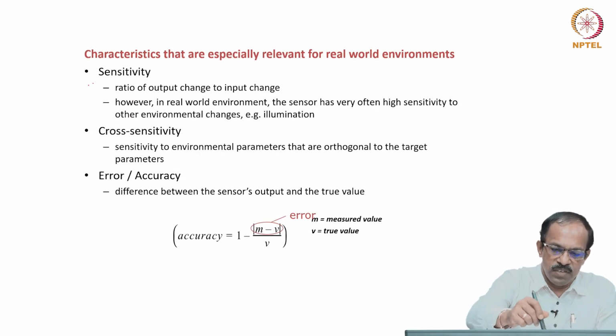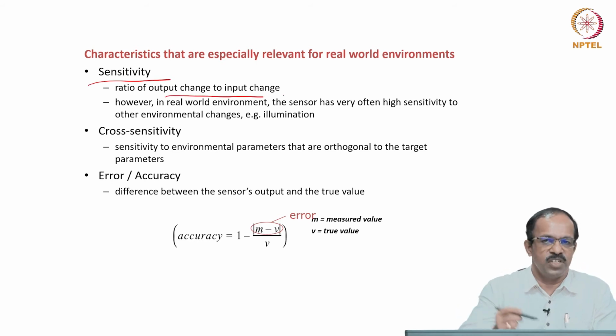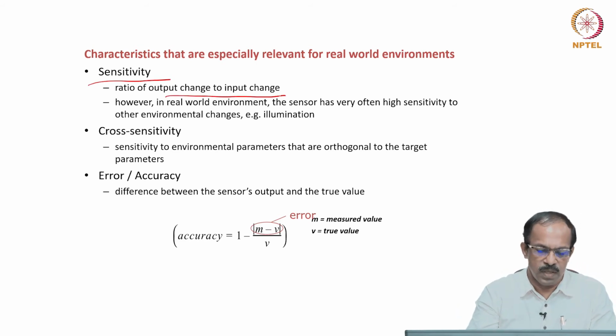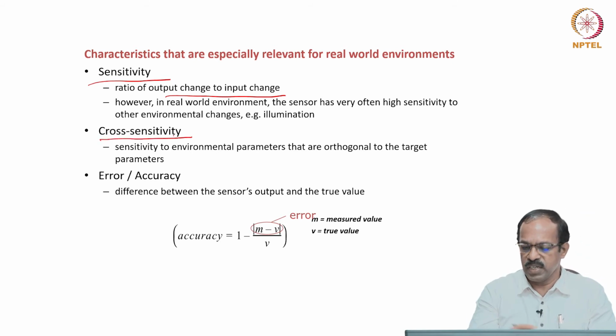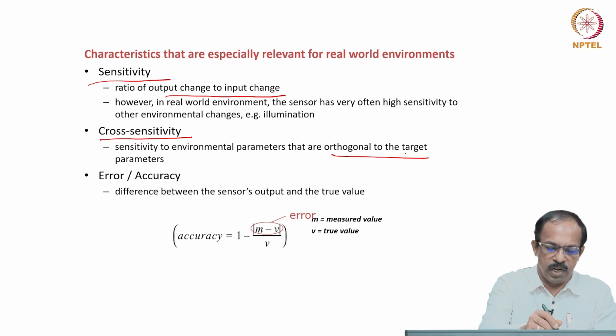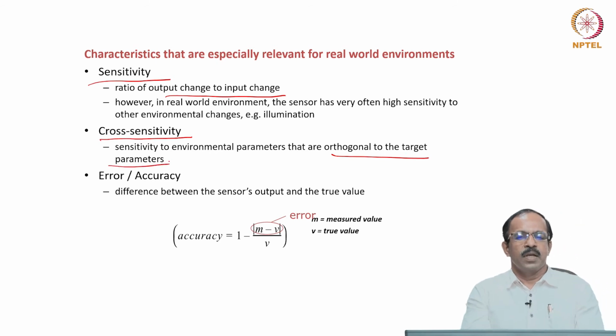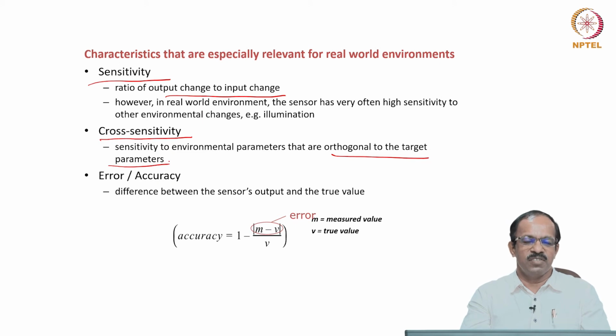Another one is the sensitivity, the ratio of output change to the input change, which is straightforward. But cross sensitivity is more important, the sensitivity to environmental parameters that are orthogonal to the target parameters. So you are trying to measure something, but if the sensor is responding to some other signal which is orthogonal to the measured signal, then we call this cross sensitivity. So the cross sensitivity should be very minimal for sensors, so that we will get the correct measurement of the data.